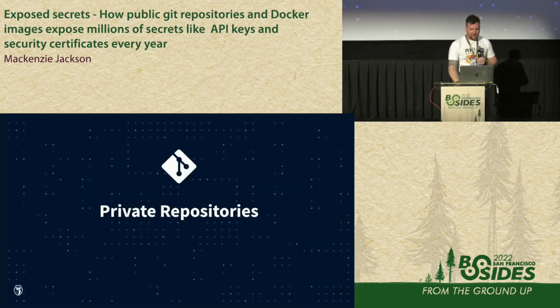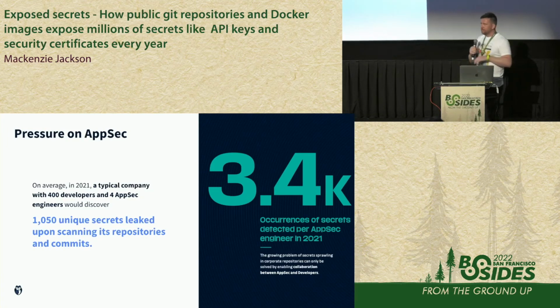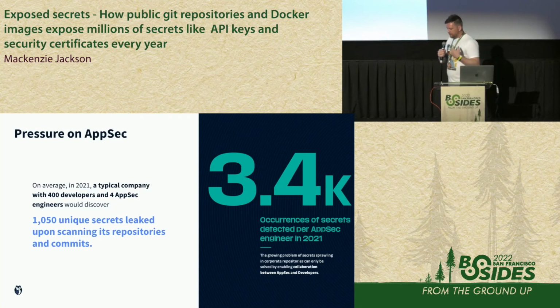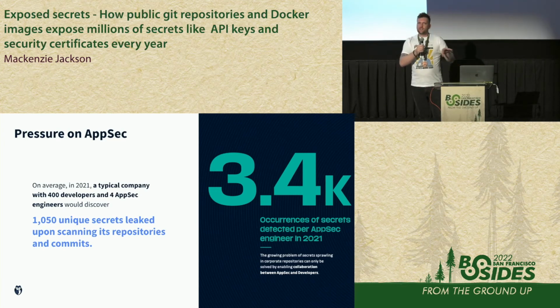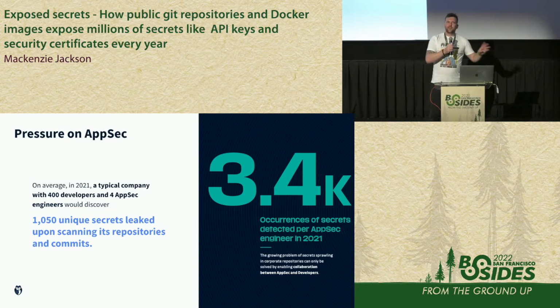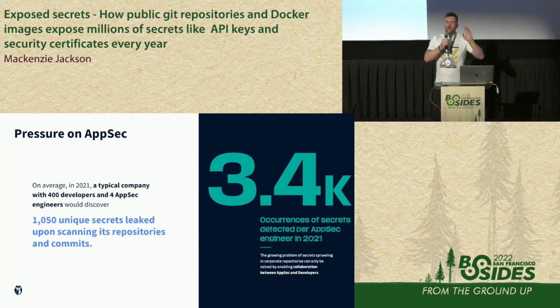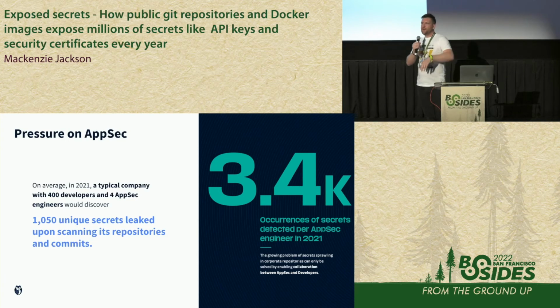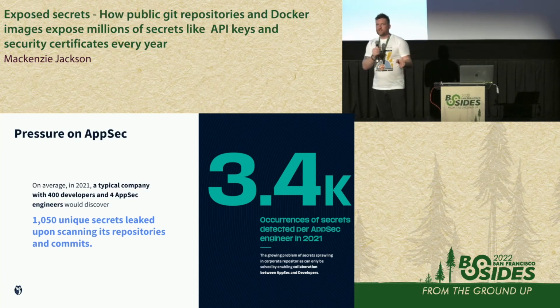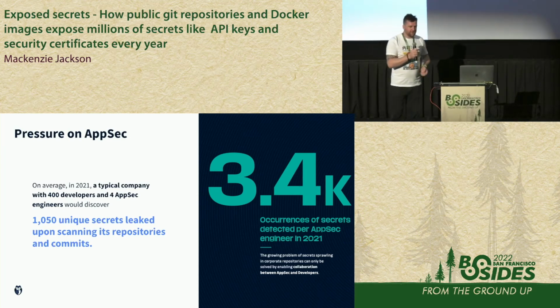Now the other one is private repositories. This one's a little bit more tricky. So we publish the results that we have of GitGuardian's internal customers. Our average enterprise customer has 400 developers. So we took that as a staple and averaged out our results. In a typical company with 400 developers, we found around 1,000 unique secrets, each occurring about 13 times. So around 13,000 secrets we would find in the private repositories of an average company with 400 developers.